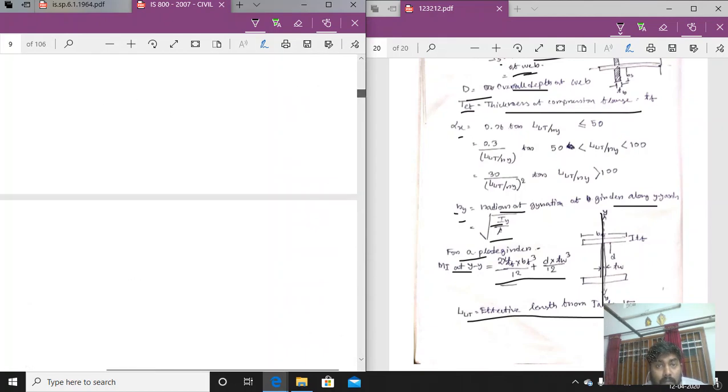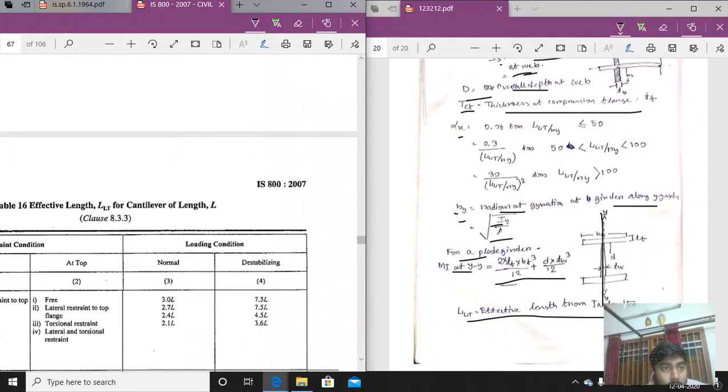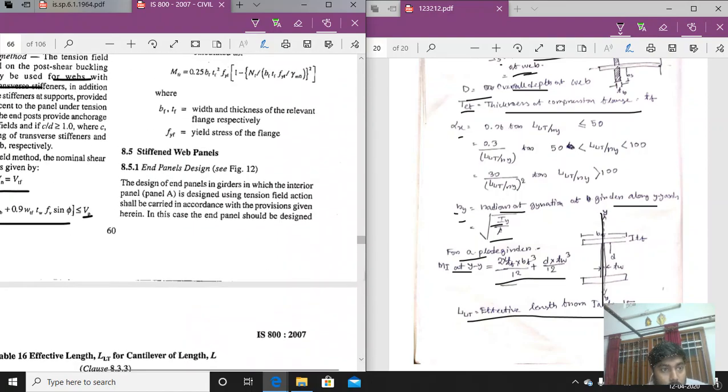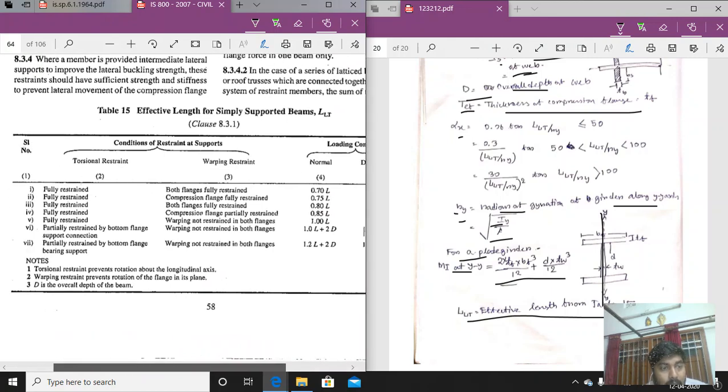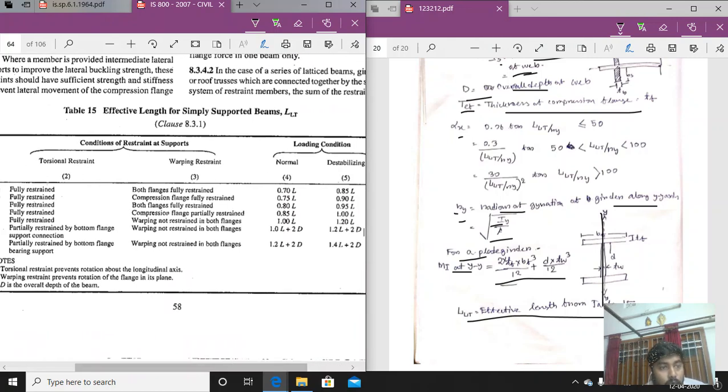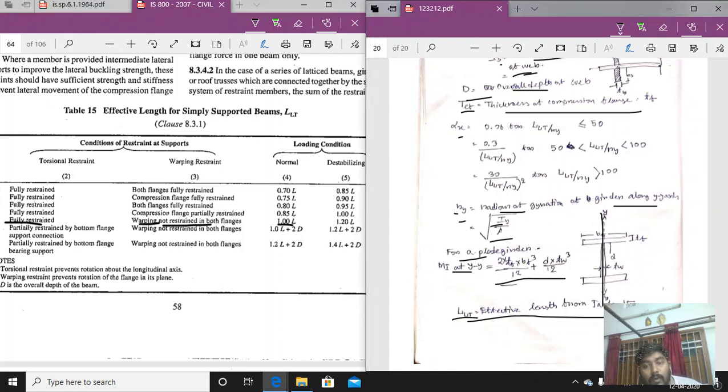Where is table number 15? Let us find table number 15. This is table number 16. Okay, let us find table number 15. Here, fully restrained frame, warping. Not warping, because we are here determining the torsional resistance, so warping will be there. So warping resistance in both frames is 1.00 L. So here LLT will be 1.00 L.